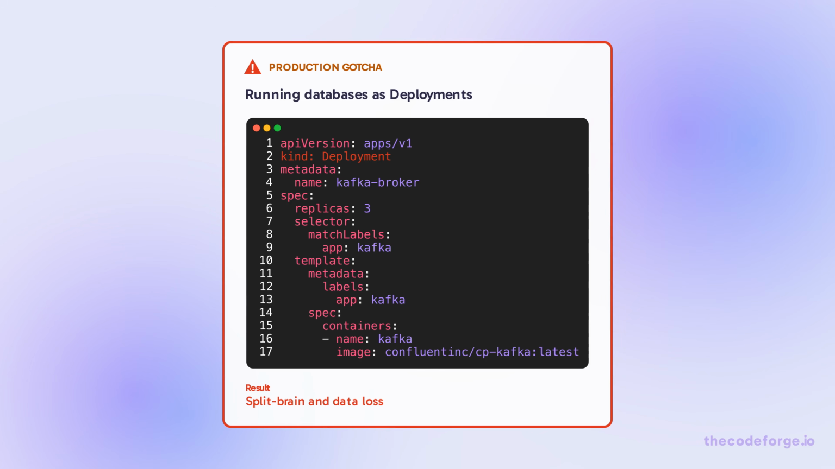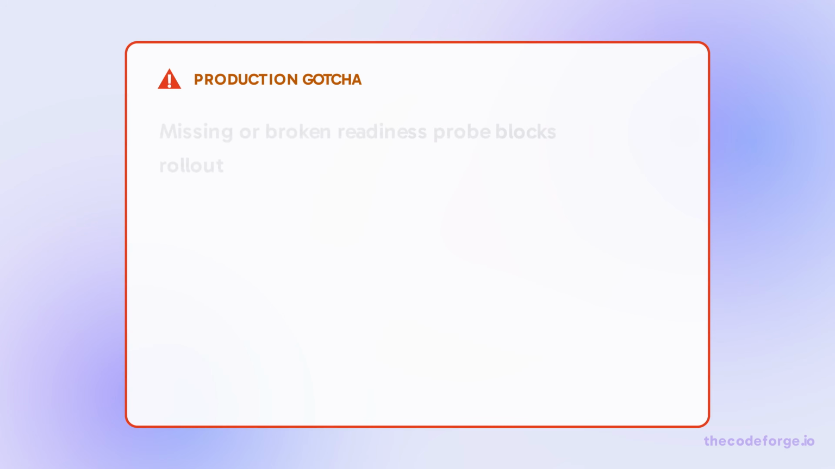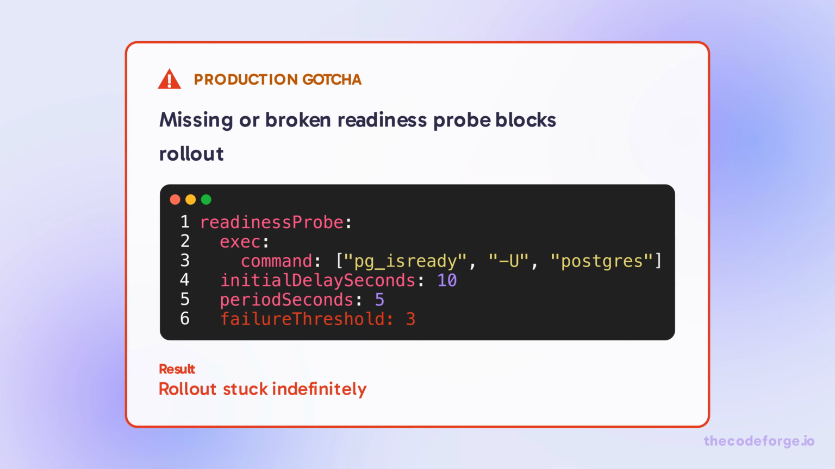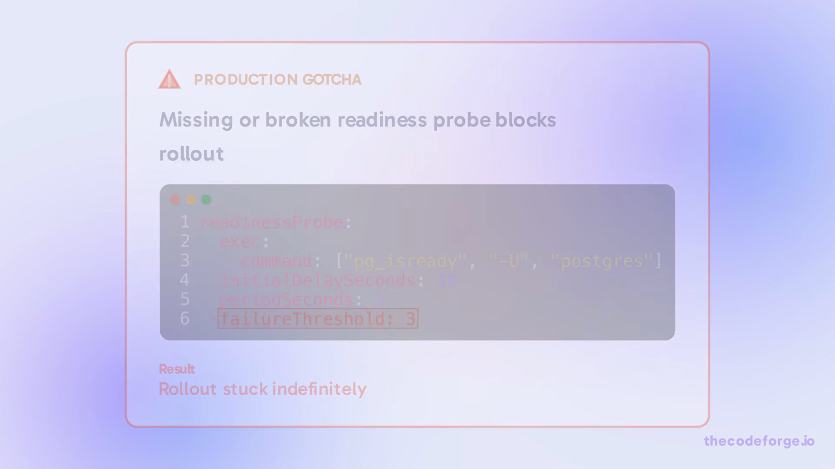This is the exact mistake from the incident. Using a deployment for Kafka means pods are interchangeable, with no stable identity. During a drain, all pods can be evicted in parallel, causing split brain. A failing readiness probe on any pod blocks the entire rolling update. The controller waits forever. Always test your probe independently.